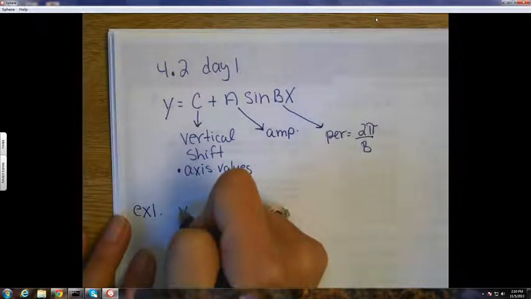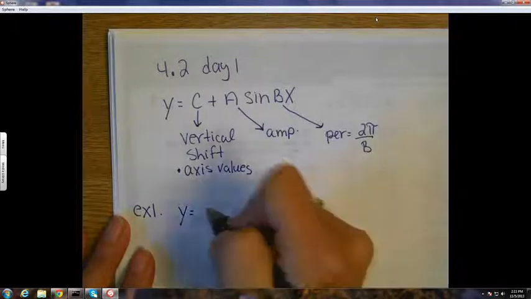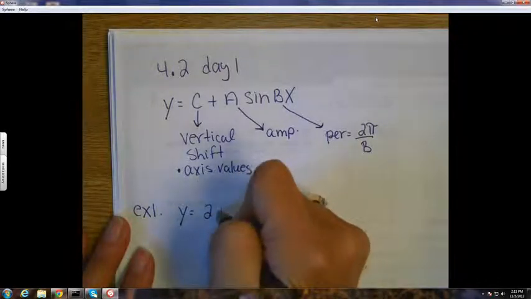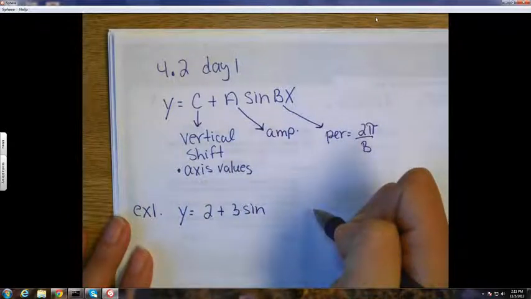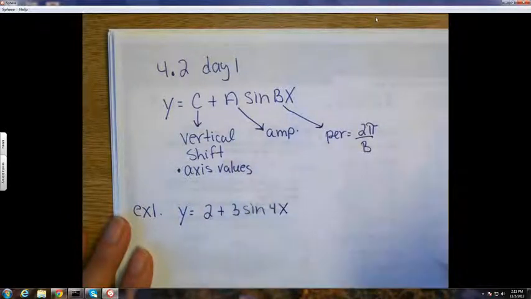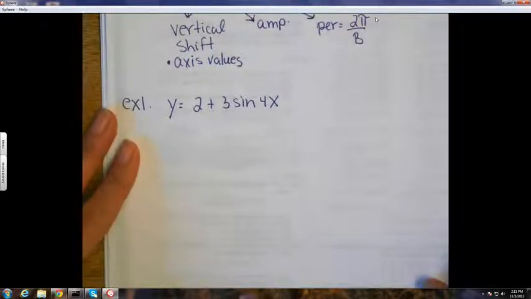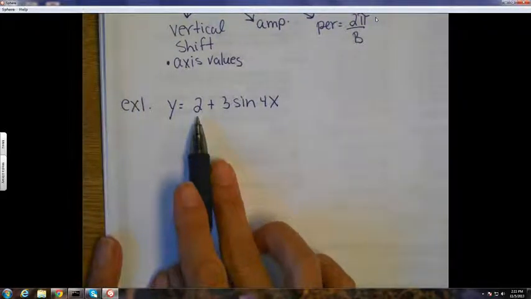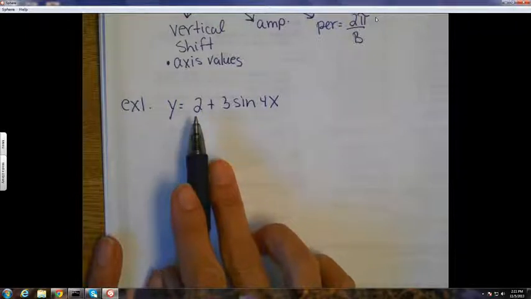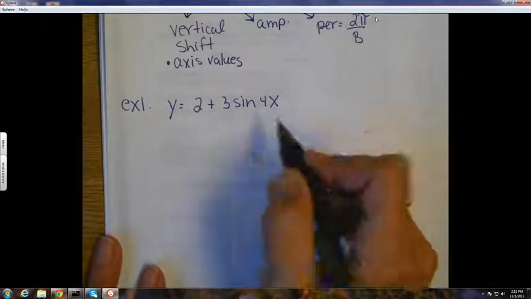We're doing 3 examples. We're going to go with y equals 2 plus 3 sine 4x. Okay, always a good idea to pick out your qualifiers or quantifiers. What is this 2 telling me about the graph? Yep, it's the vertical shift. The 3 is amplitude and the 4 affects the period.